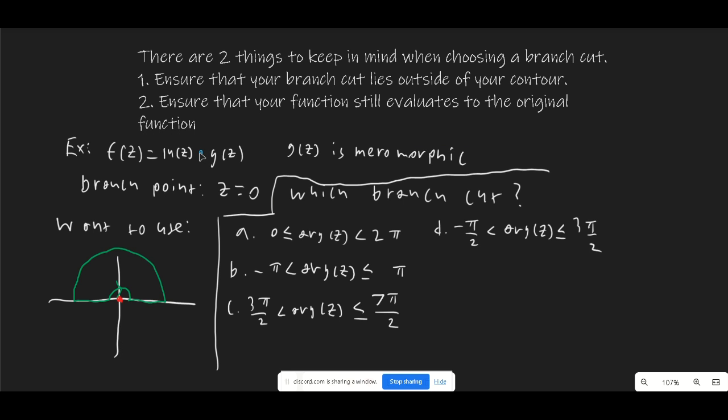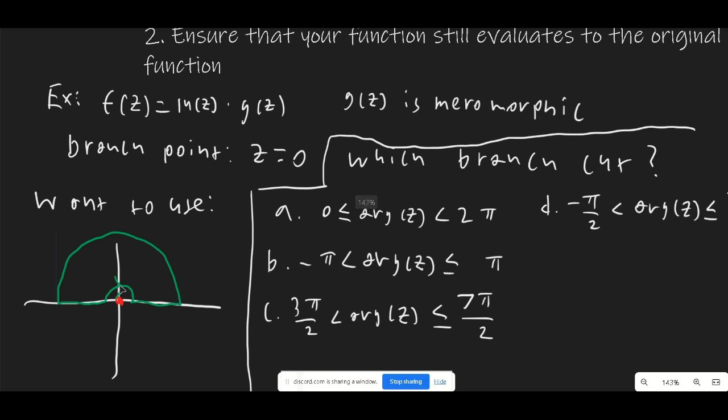So f of z equals natural log of z times g of z, where g of z is going to be a meromorphic function, so it's well behaved, but it has some poles. The branch point is going to be z equals 0, which I've marked on the graph here. We want to use this contour. It's going in the clockwise direction, and notice that this is our semicircular contour that we've used for pretty much everything, but the exception here is that we have this little indent in our contour. And this is going to be one of our small circle integrals, which I talked about further.